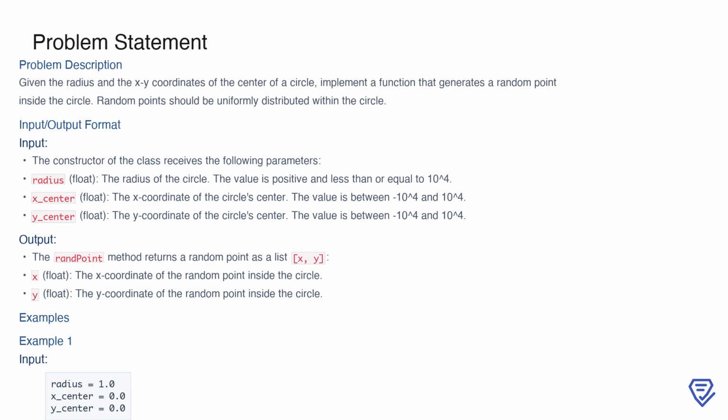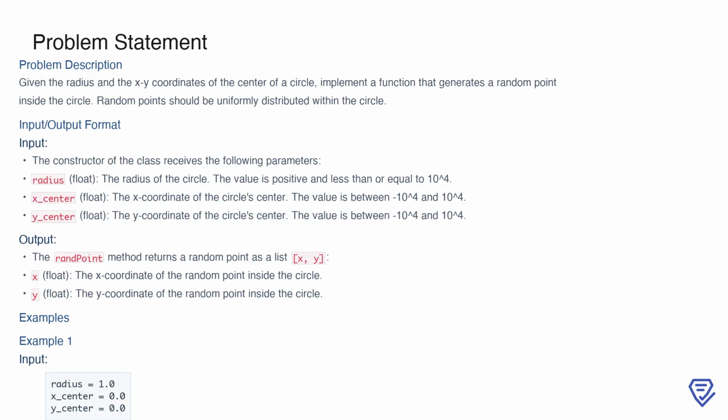To achieve this, you'll need to implement the solution class. The constructor of this class takes three parameters: the radius of the circle and the x and y coordinates of the circle's center. Once the object is initialized, you will implement a method called randPoint. This method will return a random point, x, y, that lies inside the circle.